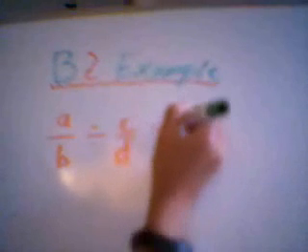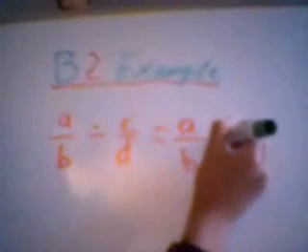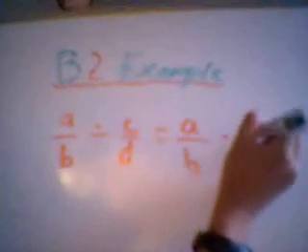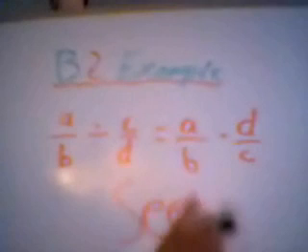You see, the division rule for fractions is this: A over B divided by C over D is equal to A over B multiplied by D over C. See?